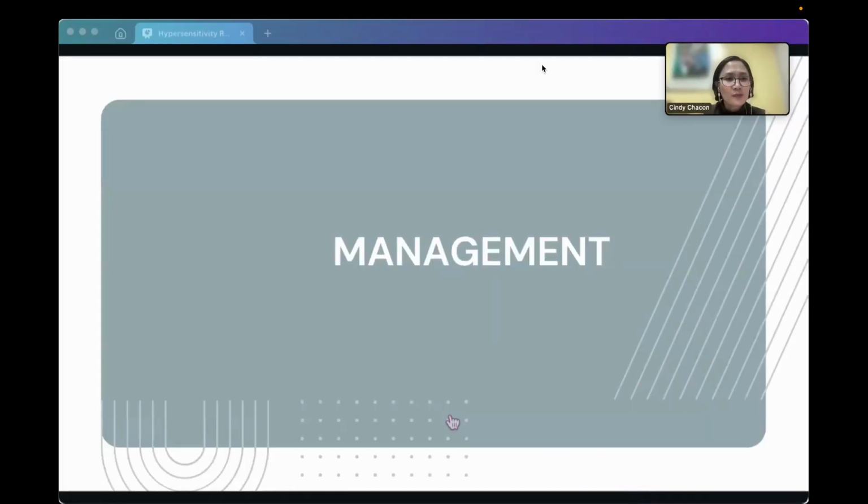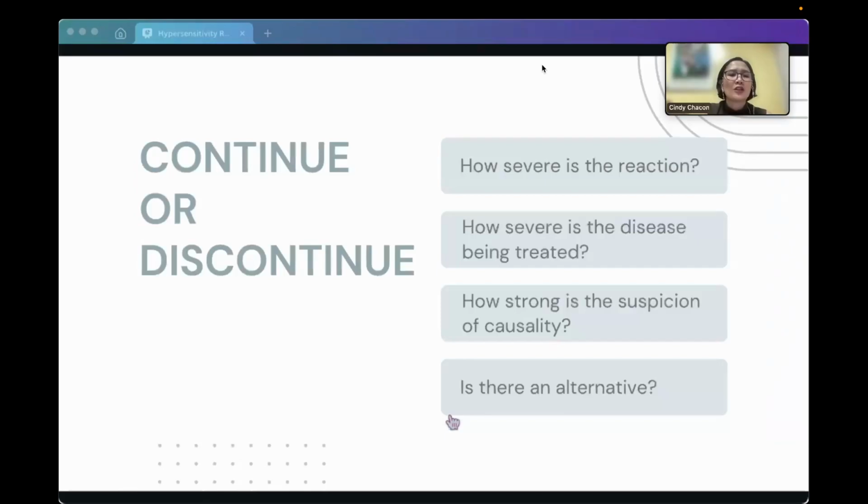And for management, I've already actually mentioned the management of the various diseases, but I would just like to emphasize that in managing drug reactions, the first question that will always need to be addressed will always be, should the drug be continued or discontinued? And you will be able to answer these questions. The decision will really depend on the following factors. First is the severity of the reaction.